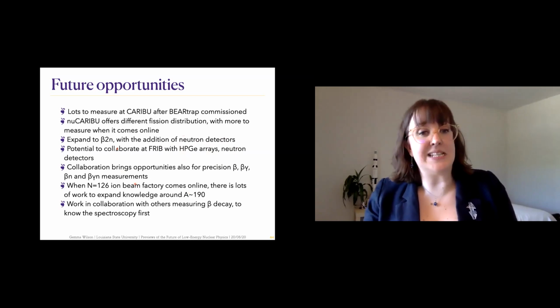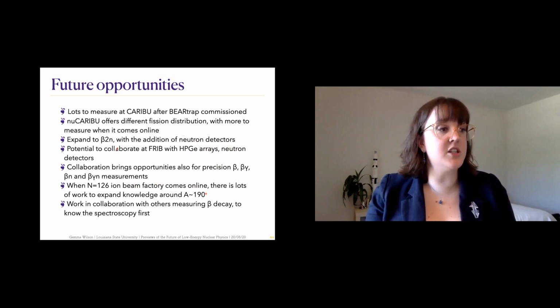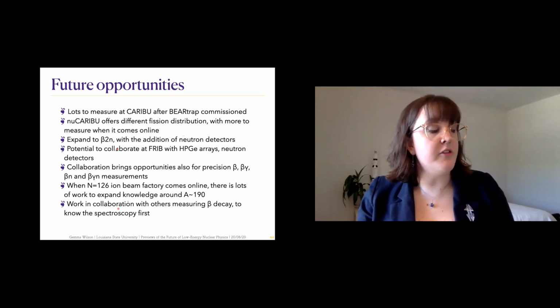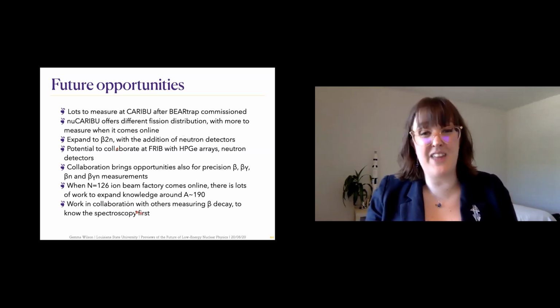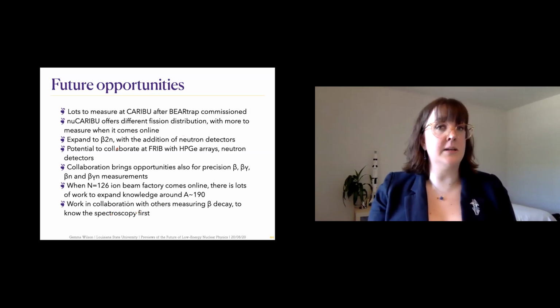When the N=126 ion beam factory comes online, there's a lot of work to expand knowledge around A=190. But it'd also be really fruitful to work in collaboration with other people measuring beta decay, for example, like the MTAS group. It really helps us if we know the spectroscopy first.